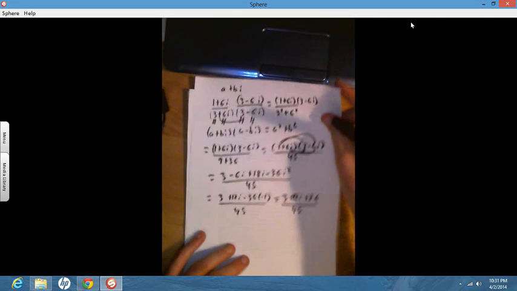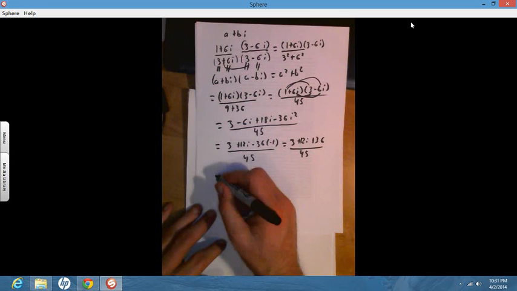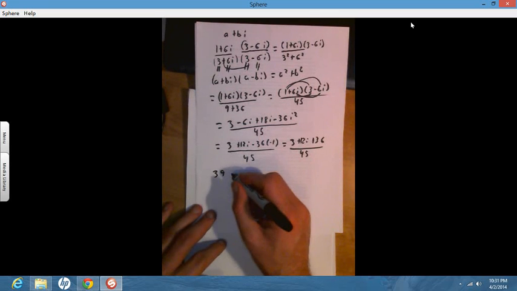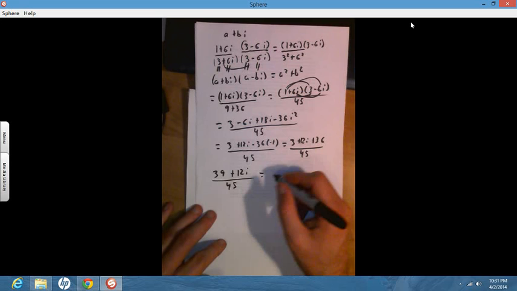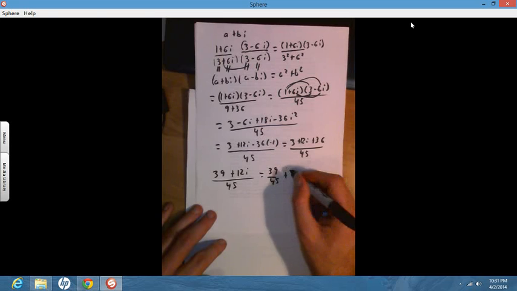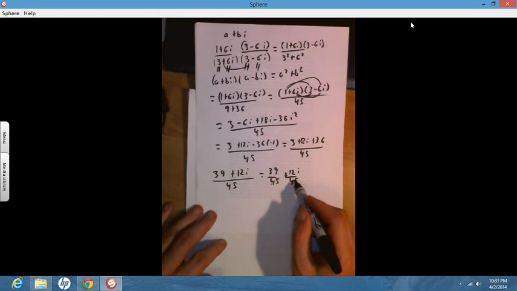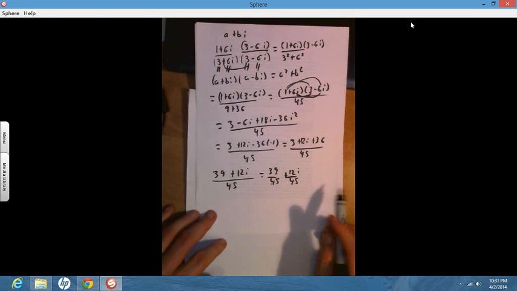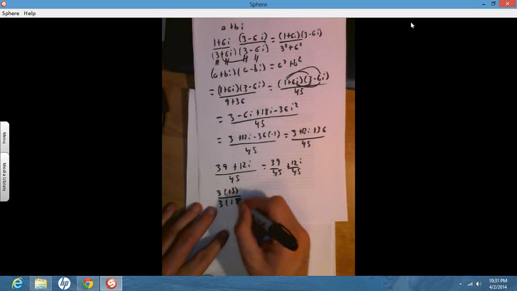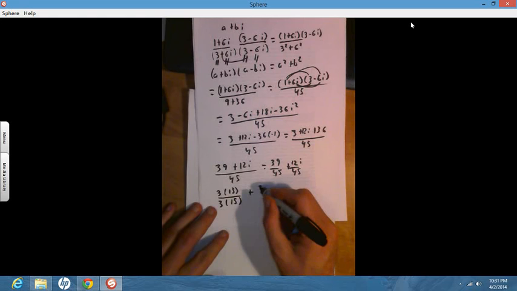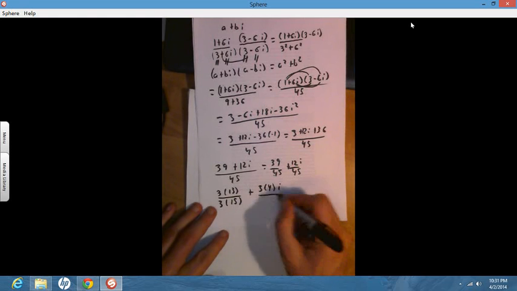And 3 and 36 is 39, so it's going to be 39 plus 12i divided by 45, which is the same as 39 divided by 45 plus 12i divided by 45. Now it's in the form of a plus bi, but we're going to reduce these fractions a little bit. So 39 is the same as 3 times 13, and 45 is the same as 3 times 15, plus 12 is the same as 3 times 4, with the i, over 45, which is 3 times 15.